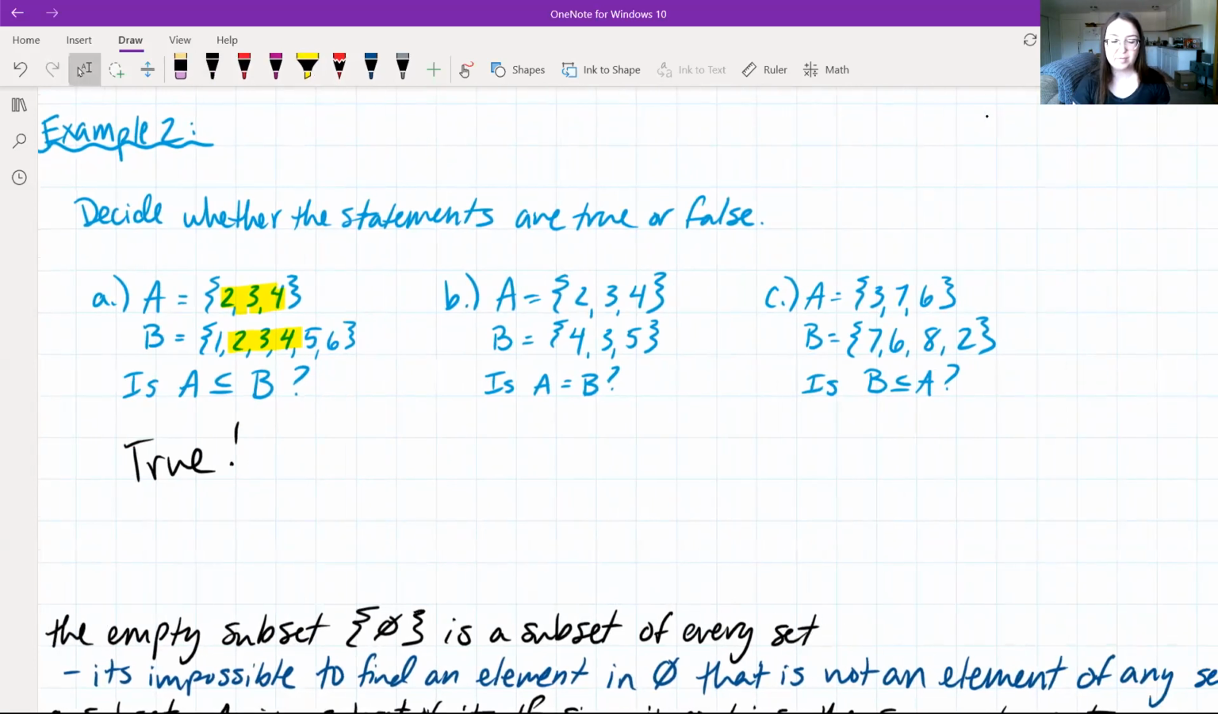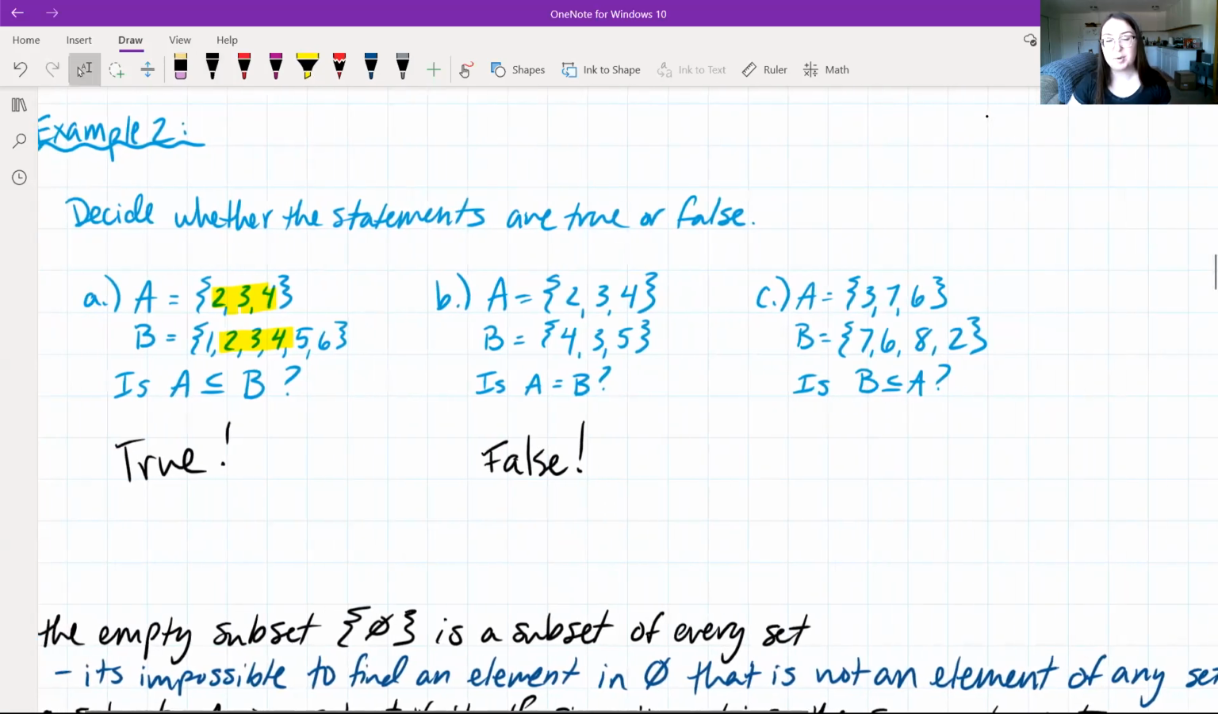Now moving on to part B, we have our set A equal to 2, 3, and 4 once again. But B is our set of 4, 3, and 5. Now we're asking, are A and B equal? Our set A has 2, 3, and 4, and our set B has 4, 3, and 5. The only elements they share are 3 and 4, but A contains 2 and B contains 5. So they can't be equal since they don't have the exact same elements. So this is false, because we're asking if they're equal now, not if something is a subset.